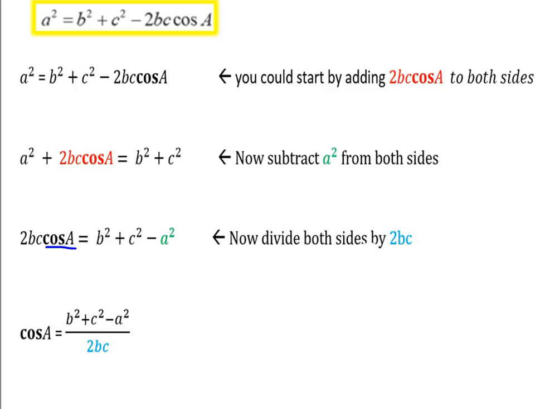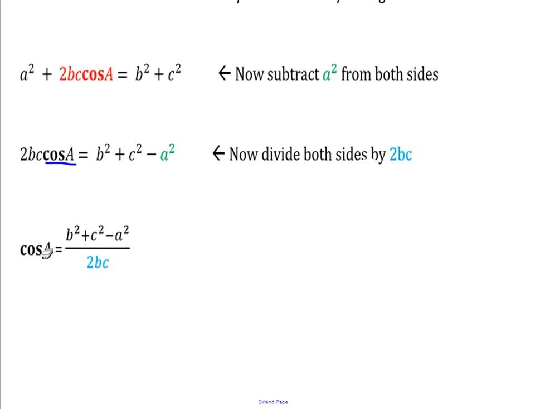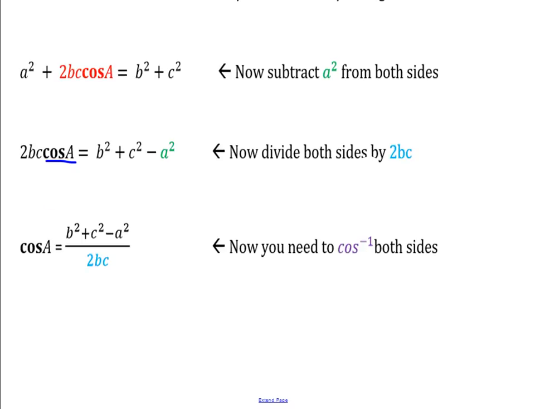Very simple last step now. You're almost there. Cos of A, to get A by itself, now you can inverse cos both sides because we've moved everything away. So now we can cos minus 1 both sides, or take the inverse cos of both sides. And you'll notice that it makes angle A equals inverse cos of all of this fraction in brackets. There it is, and voila. We have our cosine rule, rearranged to make the angle A the subject.